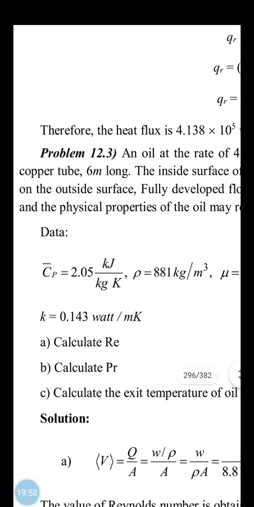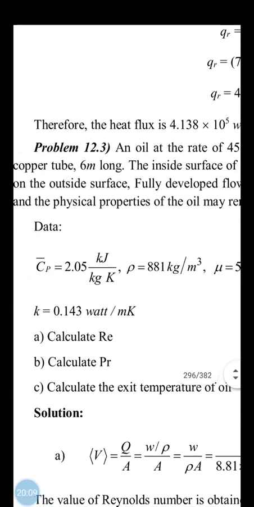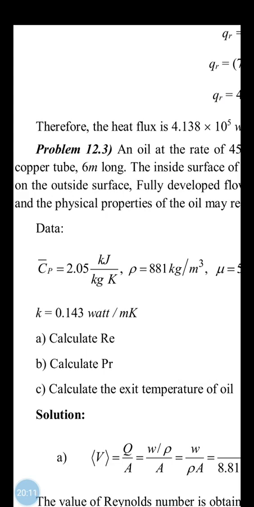So see, you can use different equations to find out the heat transfer coefficient, and you can find out the rate of heat transfer. Now we'll discuss the last problem and we'll stop here. The last problem is related to again the same graph. An oil at the rate of 45 kg per hour and at 37.8 degrees Celsius is flowing through a 25 mm ID copper tube 6 meter long.